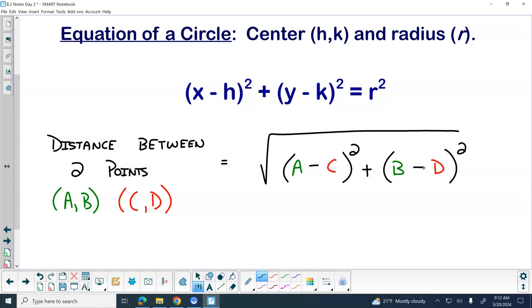Because, for instance, we could give you a problem: find the equation of the circle that has a center of this and goes through this point. And so then that distance between those 2 points is the radius. Okay? So you take the x parts, subtract them, square it. Take the y parts, subtract them, square them, add them together, take the square root. Gives you the distance between any 2 points.